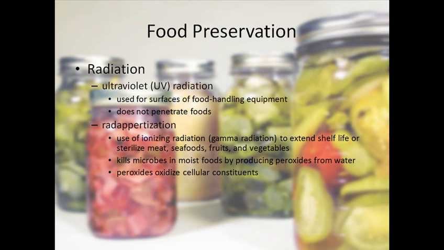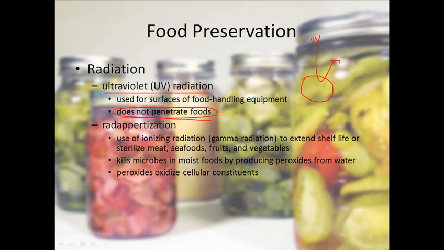We can use ultraviolet radiation, which is a non-ionizing radiation. We can use this for surfaces of food handling equipment. For example, if we have to sterilize food handling equipment without any bacteria, we can use ultraviolet radiation, which does not penetrate the food, but it can clean up the surface area of the food. So the UV ray cannot enter the food, and that's why it cannot make the whole food safe.